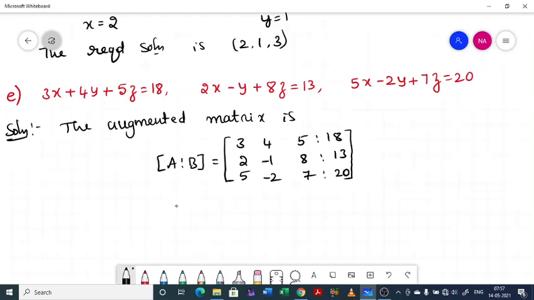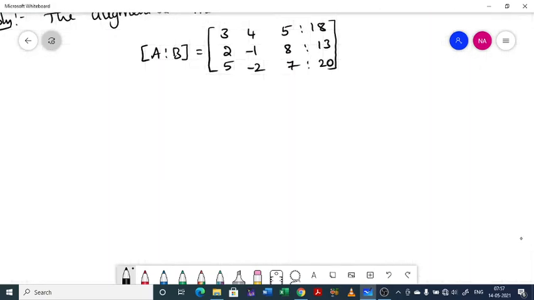Okay, now the coefficient matrix will be reduced into upper triangular form. So the suitable operations are R2 changes to 3R2 minus 2R1, right? Here we multiply 3 to this and 2 to that. Then R3 changes to 3R3 minus 5R1.